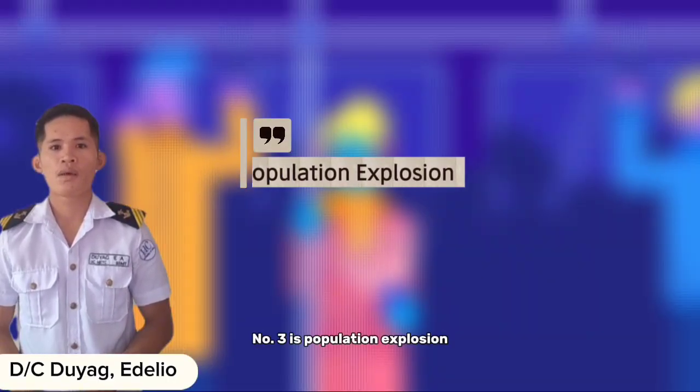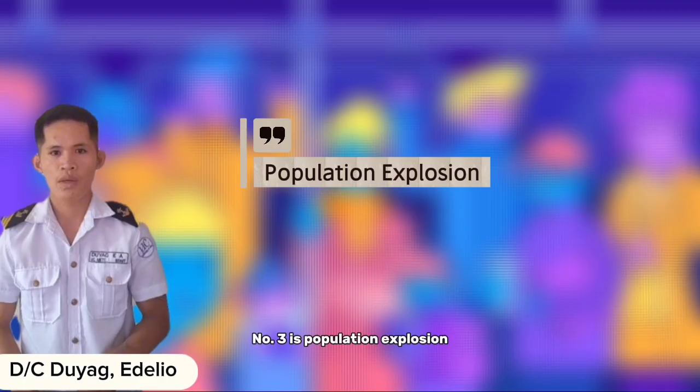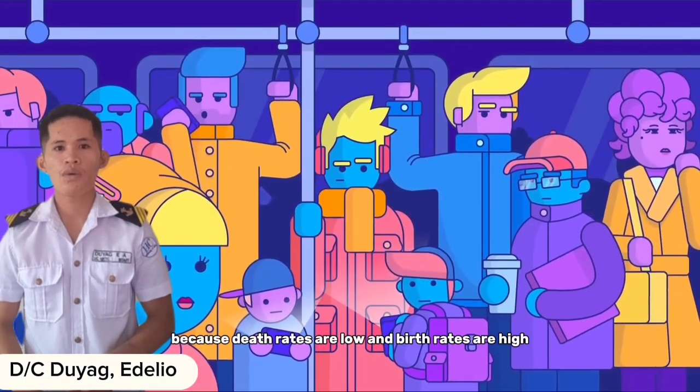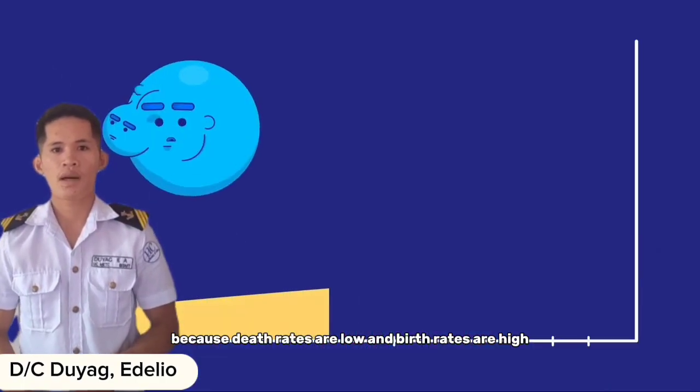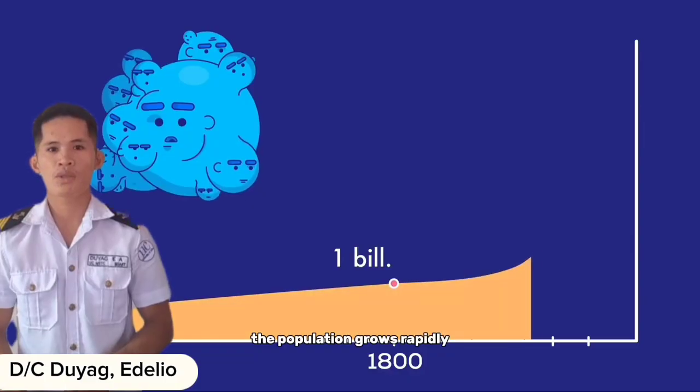Number 3 is population explosion. Because death rates are low and birth rates are high, the population grows rapidly.